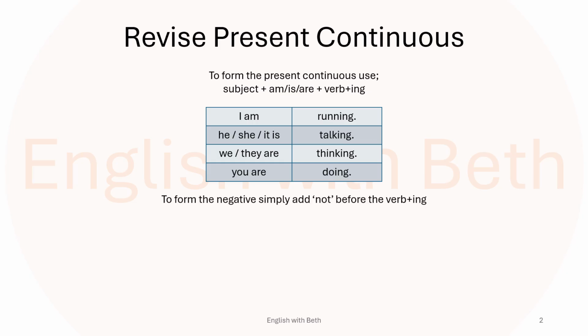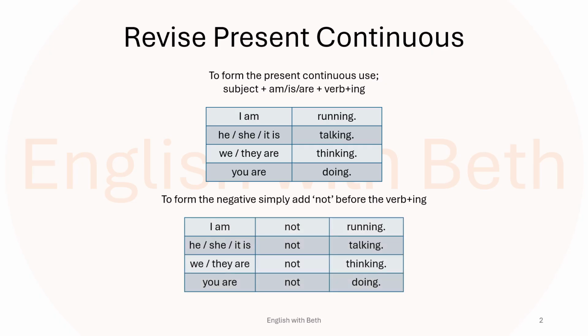To form the negative, simply add not before the verb and ing. I am not running, he, she, it is not talking, we, they are not thinking, you are not doing.